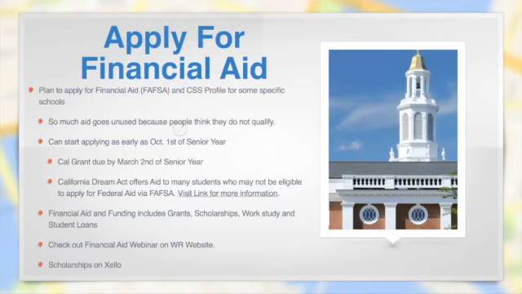Cal Grant is also part of that program. Cal Grant is going to be due March 2nd of your senior year, and you get that by just applying through the FAFSA. So it's really easy to apply for Cal Grant at the same time. The California DREAM Act offers aid to many students who may not be eligible to apply for federal aid.